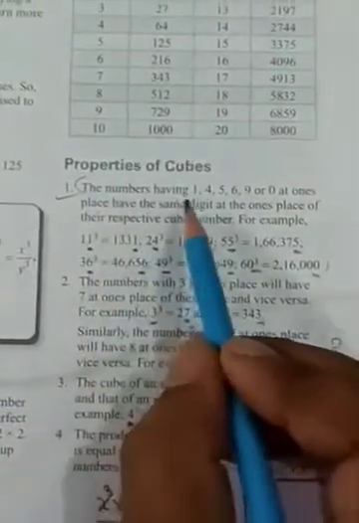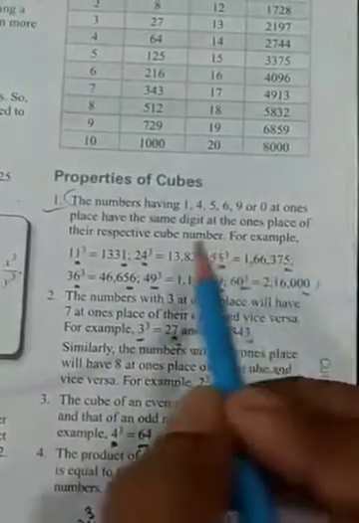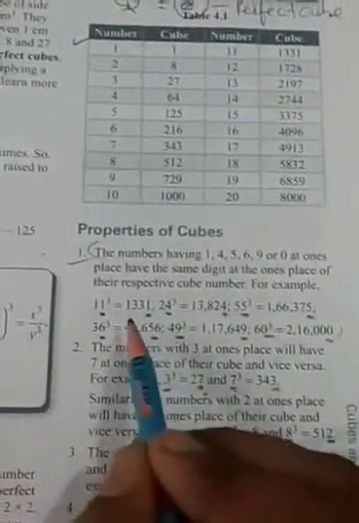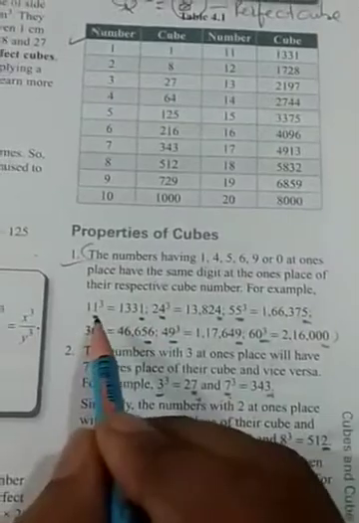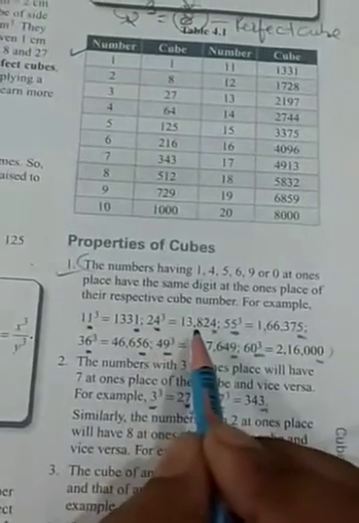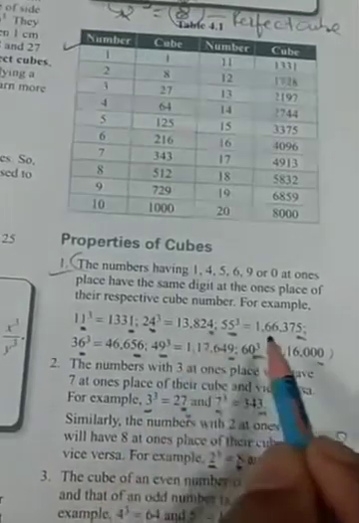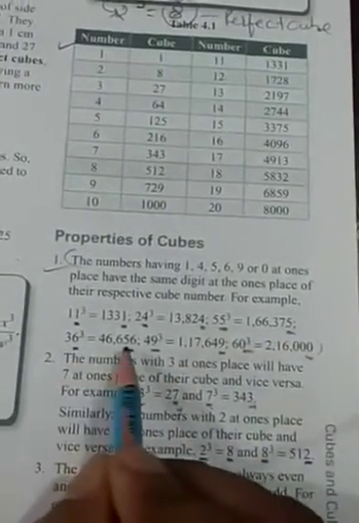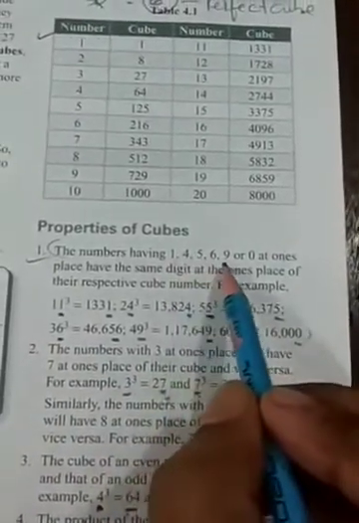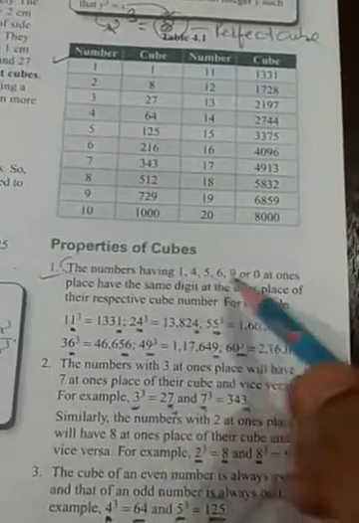The first property is that numbers having 1, 4, 5, 6, 9 or 0 at ones place have the same digit at the ones place of their respective cube number. For example, 11 cube is equal to 1331, so you can see that the unit place of this number is 1 and the unit place of the cube is also 1. Both are the same. Similarly 24 cube is this, so the unit place of 24 is 4 and the unit place of this number is again 4. Similarly 5 same, 6 same, 9 same and 0 same. So if the number has 1, 4, 5, 6, 9 or 0 at ones place, the unit place of the cube will also be the same number.